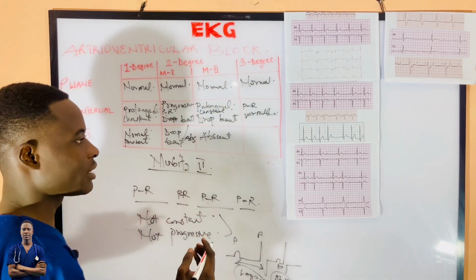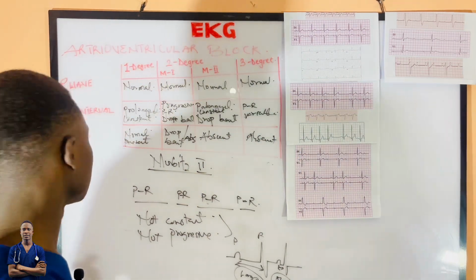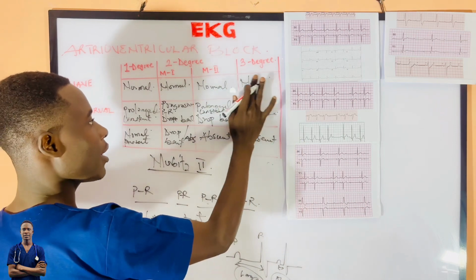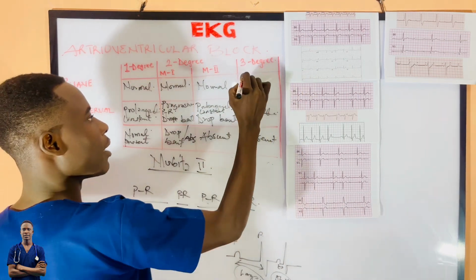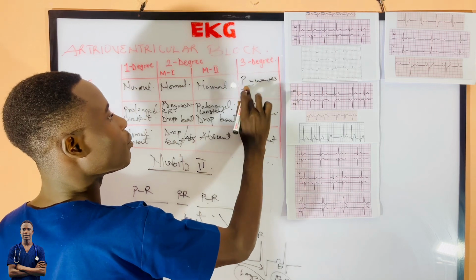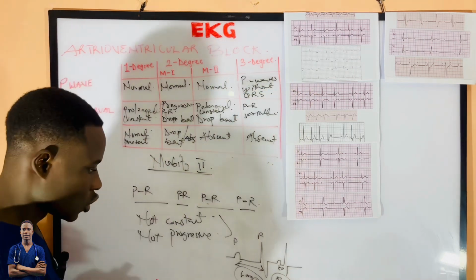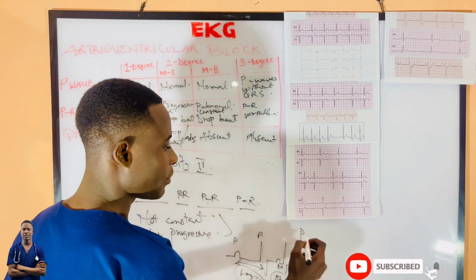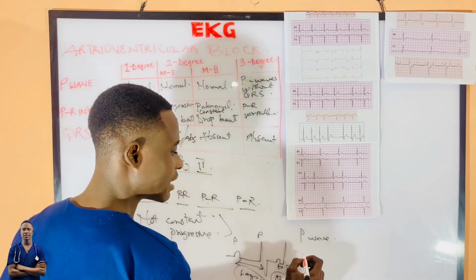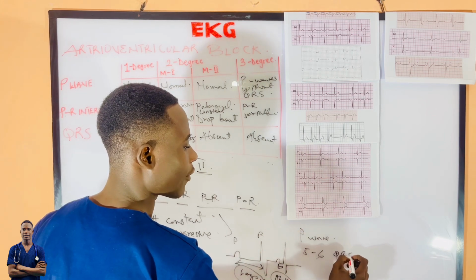And also you are going to get the QRS complex absent in a lot of what? P waves. Do you understand? So here we say P waves without QRS complex. If you take about 10 P waves in third degree, you are going to get about 5 to 6 that won't have the QRS complex.